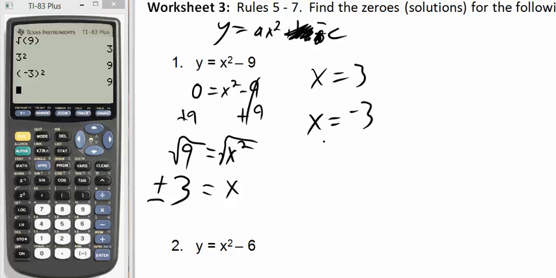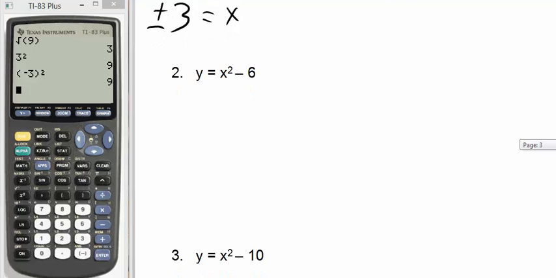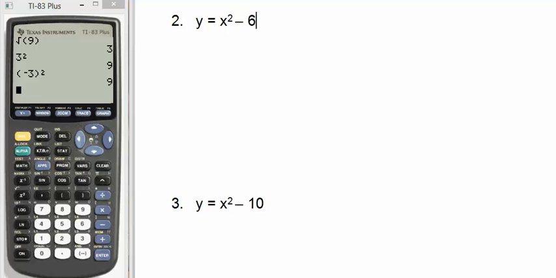Okay, so I'm going to do one more on the calculator, and then I'm going to work the rest of these that I'm going to do in this video by hand. If you would like to work them on the calculator, you're more than welcome to. But I would also like to show you how to do them by hand. So the second one, we're going to do x squared minus 6.